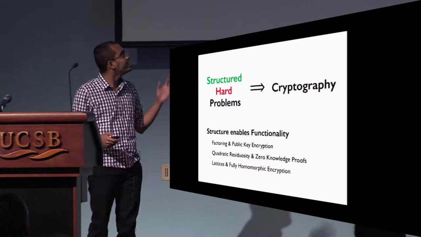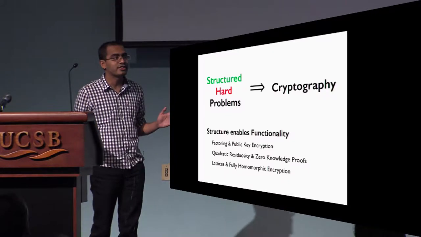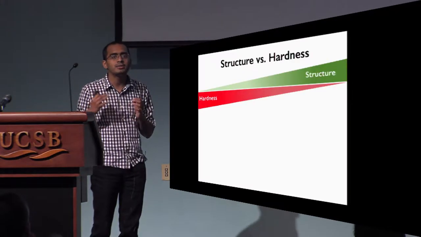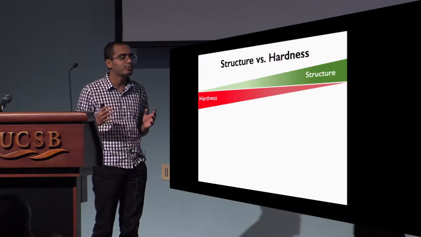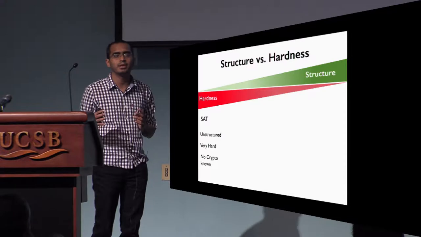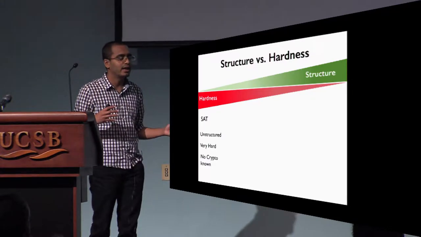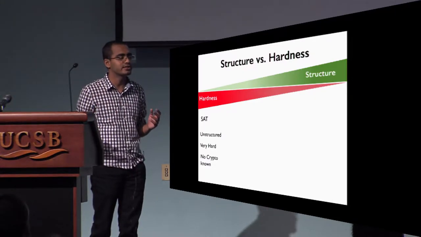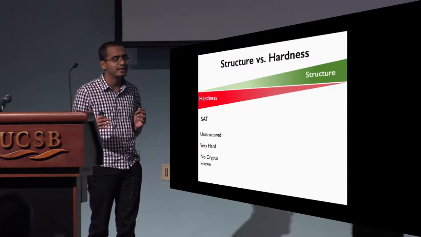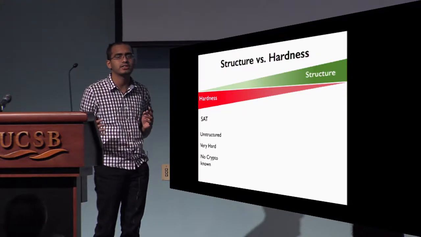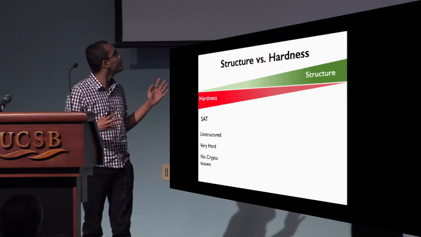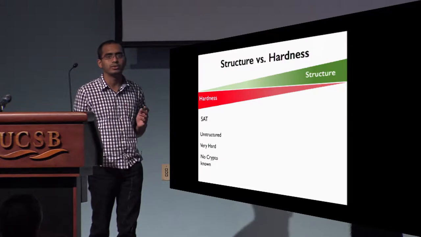Okay, so it is evident that this structure is great for functionality, but it does not come for free, because algebraically structured problems are a bit easier to solve. And this gives us a trade-off between hardness and algebraic structure. On one end, we have SAT. So SAT is extremely hard. At the same time, it is very unstructured. Unfortunately, we don't know how to base any crypto on the hardness of SAT alone.